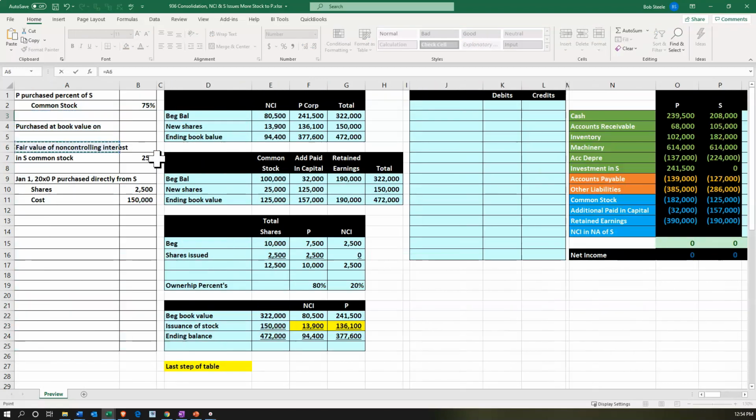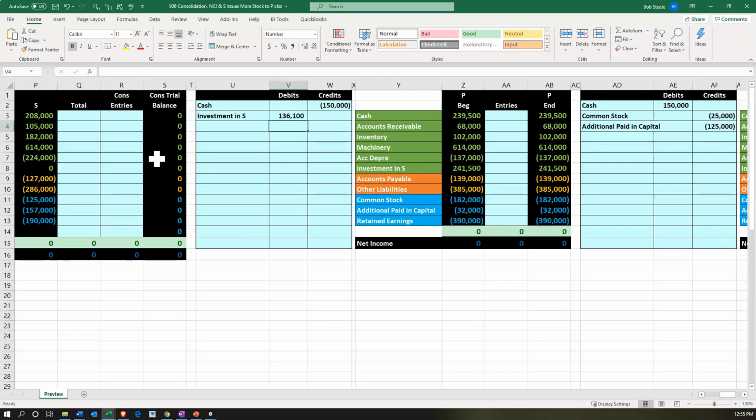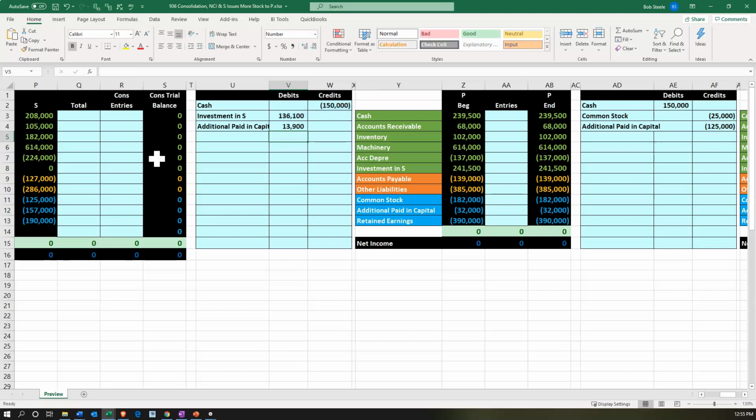But we're actually going to take the debit here in order to get our equity method lined up. We're going to be picking up the debit of the 136.1. And then the question is, well, where are we going to put the difference then? To line up, that's going to go into the additional paid in capital. So that's the negative sum of these. All right, so there's our adjustment.